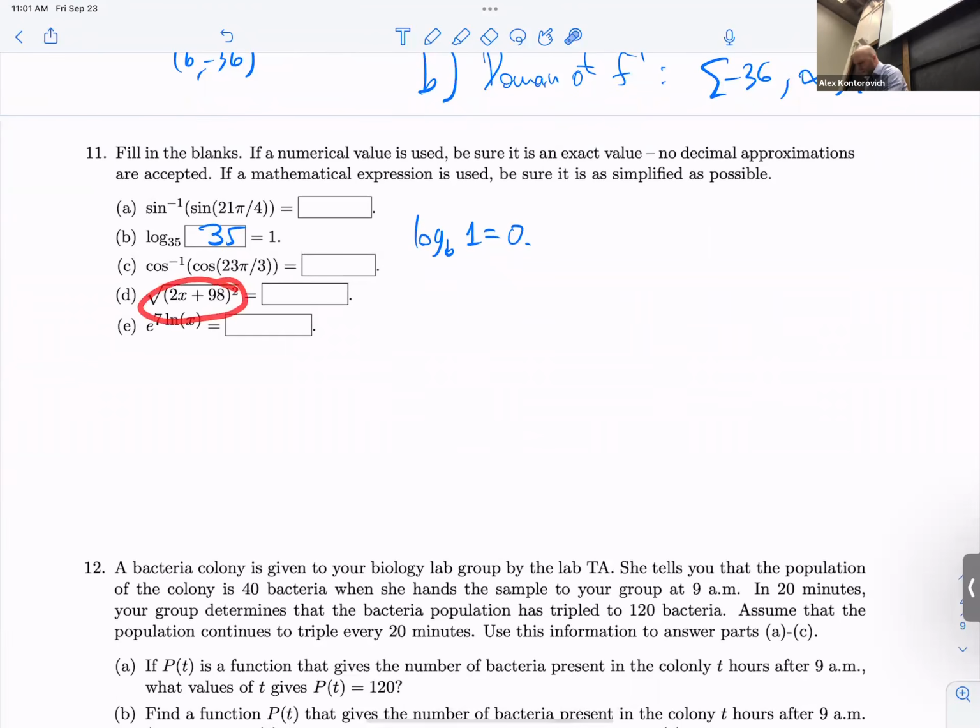This one's easy. For any value of x, if you take 2x, add 98 to it, square that, then take the square root, you're back to where you started. Peter? Yeah, 2x plus 98. Is that right? What will we get?